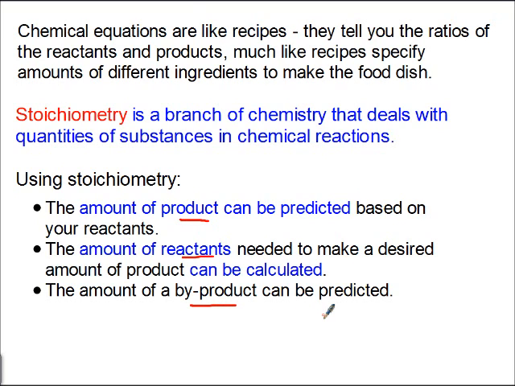Byproducts are things that you don't want. Most reactions make 2 things. One is the thing that you're trying to make as the chemist. One is the thing that you don't want to make. But often you can't avoid it. You have to know how much it is so you can deal with it.